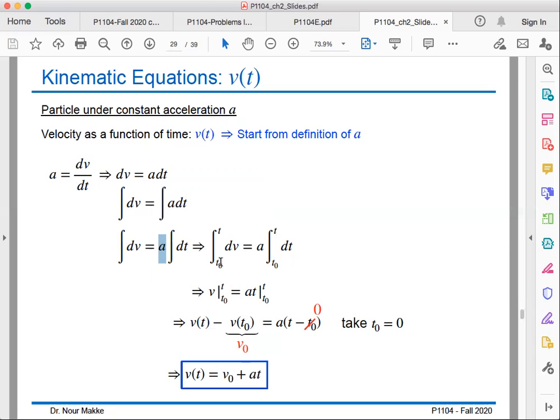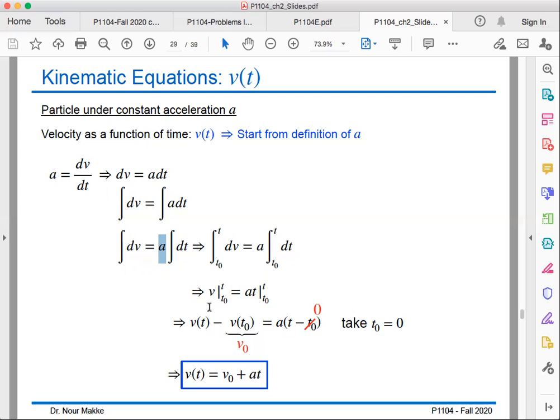So if we assume that at time t0, here you have the integral of dv between t0 and t, then you would end up with the integral of dv is simply v. So it's like the integral of dx is x, right? It's the same. And the integral of dt is t. So now if you just evaluate these two functions, v and t, at the times t0 and t, you would end up with the following equation.